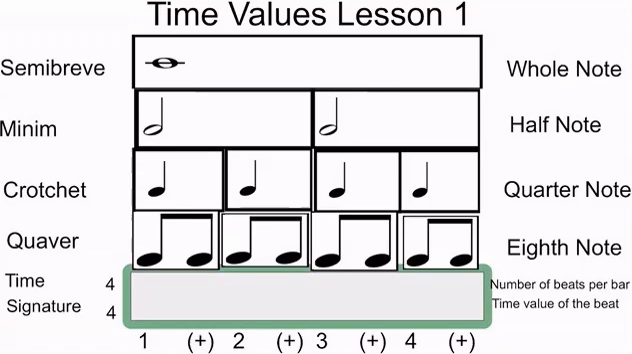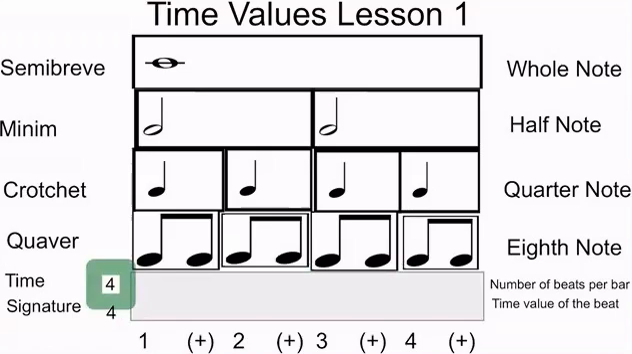The top 4 tells you the number of beats per bar. In other words, is this in groups of 2, 3, or 4? And the bottom one is a bit harder to understand. It's the time value of the beat, because any of these different time values can represent 1 beat.